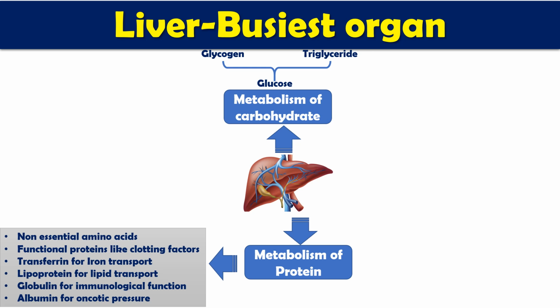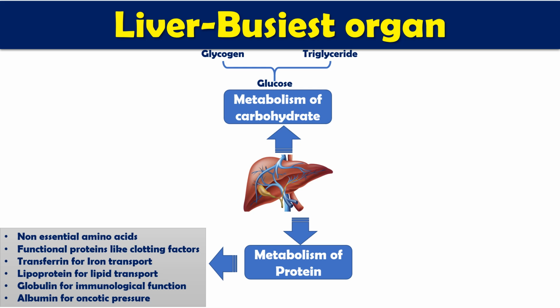Other than this, the liver is also involved in a number of other protein synthesis functions, like non-essential amino acids. Essential amino acids are those we get through the diet, but non-essential amino acids we have to synthesize in our body only. So the liver is involved in the synthesis of non-essential amino acids. The liver also synthesizes a number of important proteins, like almost all the clotting factors. Roughly we have 14 clotting factors, and most of them are produced in the liver.